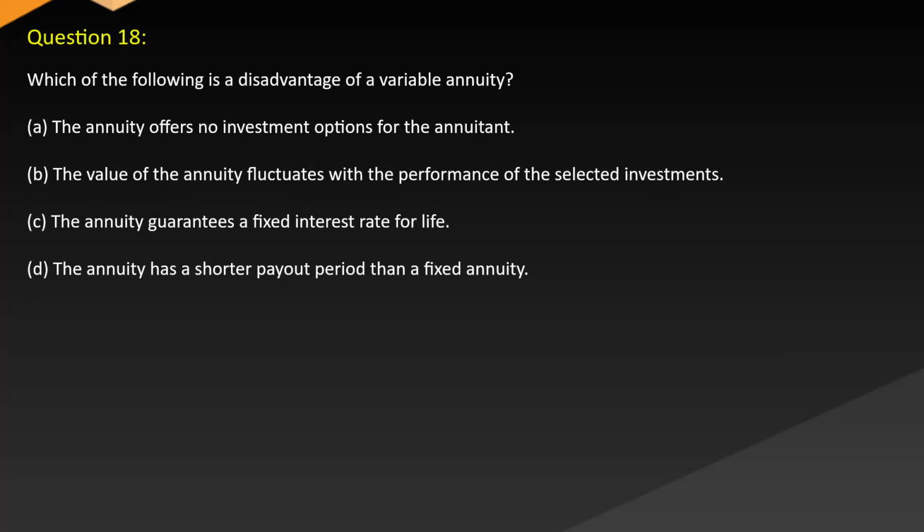Question 18. Which of the following is a disadvantage of a variable annuity? A. The annuity offers no investment options for the annuitant. B. The value of the annuity fluctuates with the performance of the selected investments. C. The annuity guarantees a fixed interest rate for life. D. The annuity has a shorter payout period than a fixed annuity.